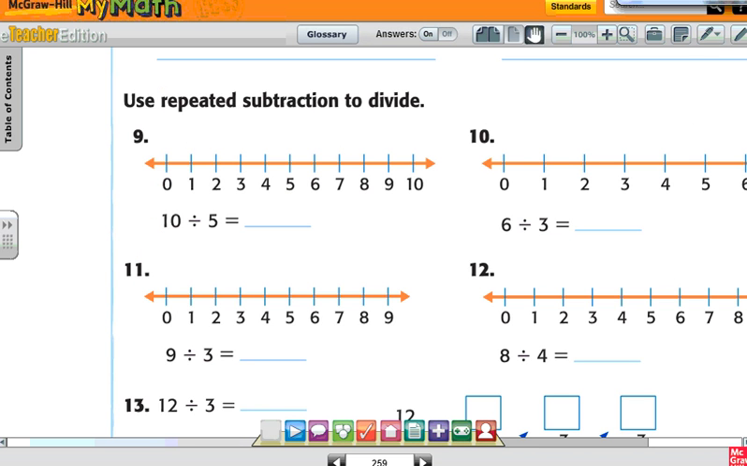Now let's look at number 9. It says use repeated subtraction to divide. It says 10 divided by 5. Where do I start? 10. I start here. And I'm going to subtract how much every time? 5. So there's 5, and 5 minus 5 is 0. So how many times did I jump? 2. So 10 divided by 5 would be 2.